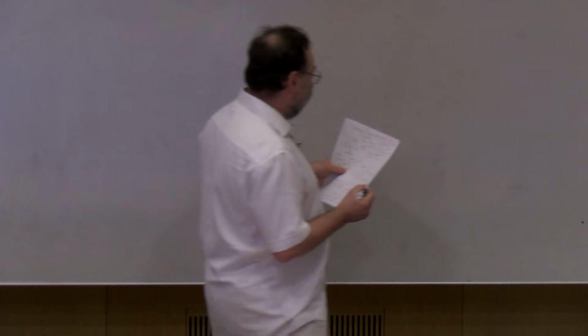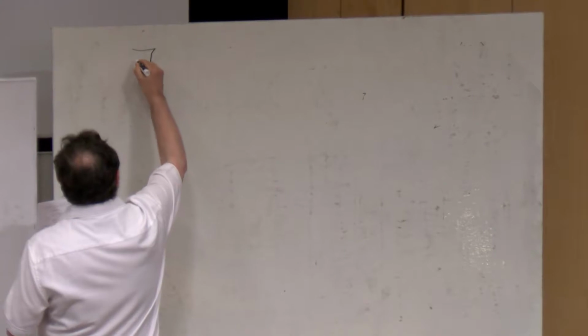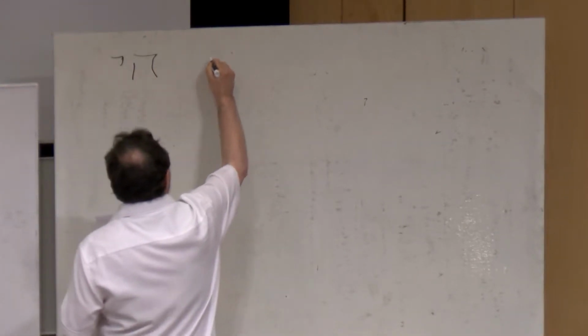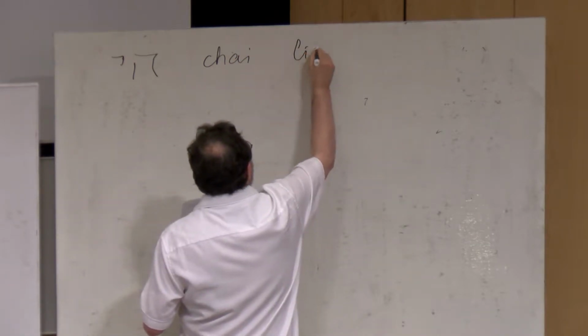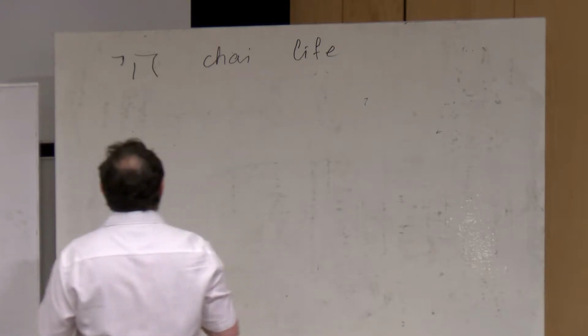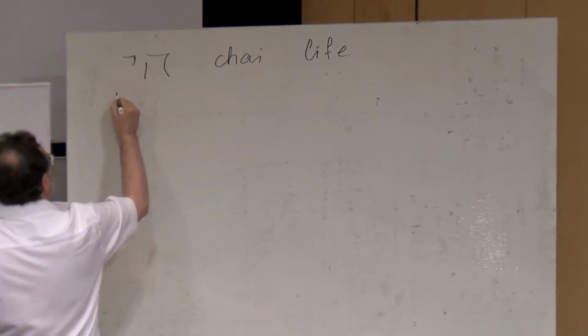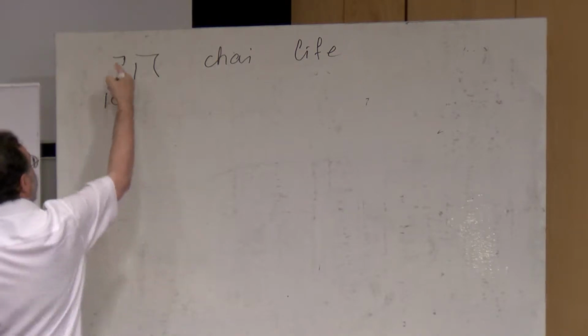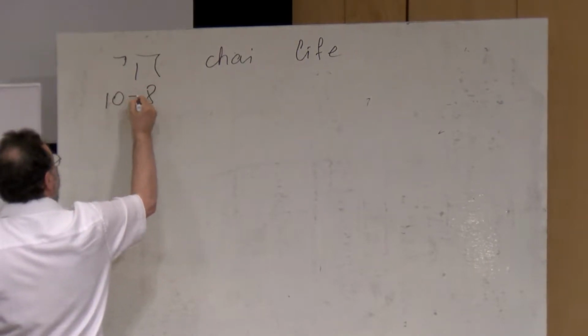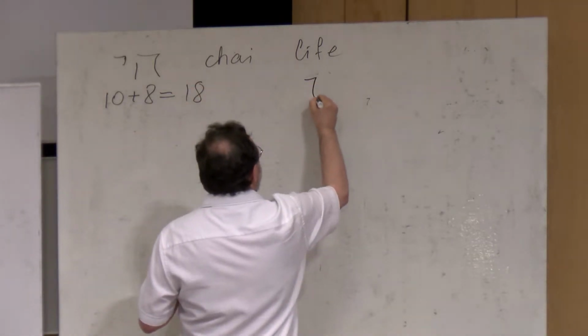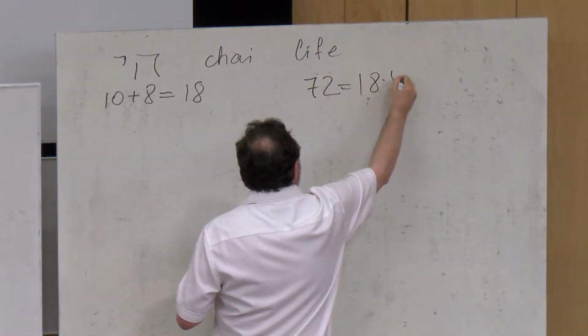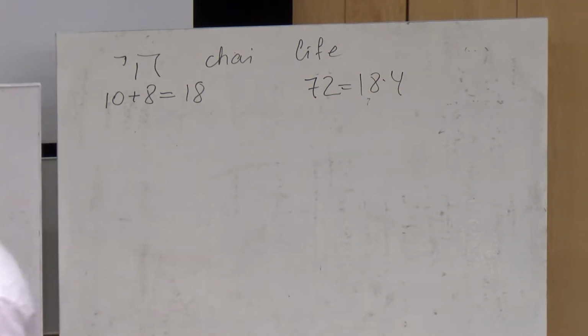So the comment is the following. There's a Hebrew word. In English, you write it "chai," and it means "live." Now, why is it here? Because the gematria, the numerical value of this letter is 10, and this one is 8. 10 plus 8 equals 18. And now we notice that 72 is 18 times 4. So I guess this is the reason we celebrate the 72nd birthday.